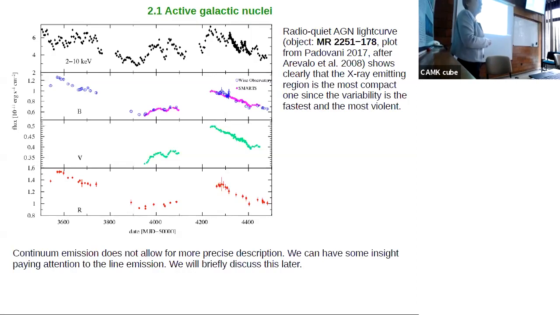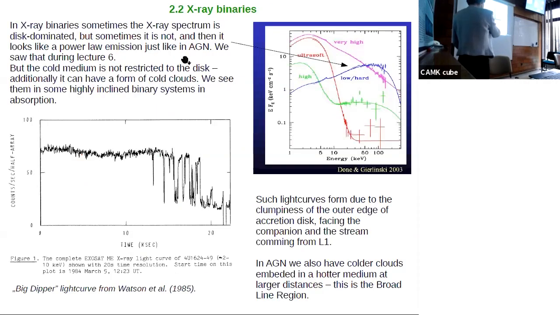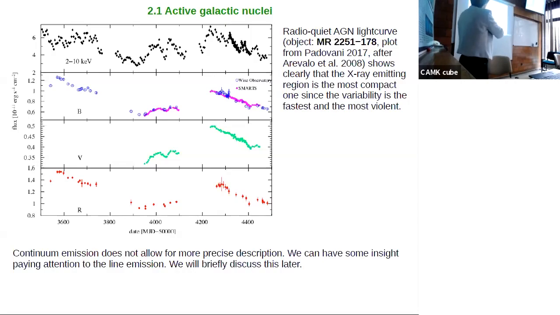There is one hint which comes easily from the light curves. I mentioned to you already several times that AGNs are always variable. So here is the light curve in X-rays, 2 to 10 keV, and here is the optical light curve, in red. What you see here is a lot of complex structures. That means that the variability is fast. Also, the amplitude of the variability is large. So that immediately suggests that the X-ray emitting region is very compact. It's not 100% proof, but it is suggestive.